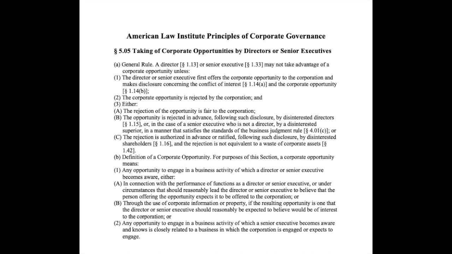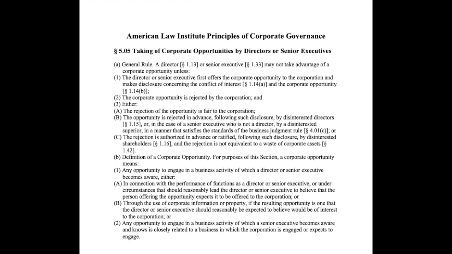So 5.05A3B says, if the opportunity was offered to the corporation and rejected, and even though it wasn't fair under A3A, under B, if the opportunity is rejected in advance following disclosure by disinterested directors, or in the case of a senior executive, by a disinterested superior, in a manner that satisfies the standards of business judgment. So as long as the disinterested decision makers have rejected the thing and they did it on a reasonably informed basis, that's good enough. Finally, under 5.05A3C, so long as the opportunity has been offered and rejected by the corporation, and even if the rejection was not fair, the rejection was authorized in advance or ratified following disclosure by disinterested shareholders.